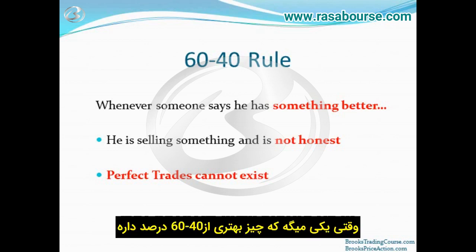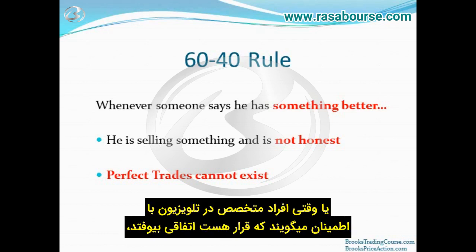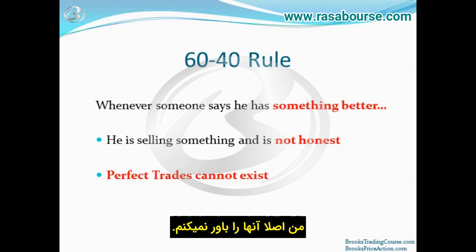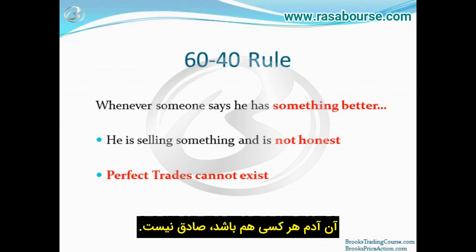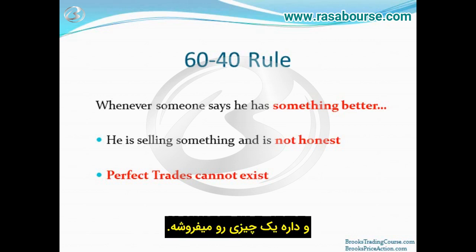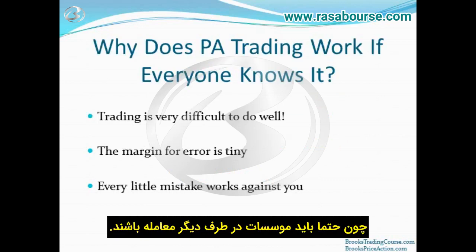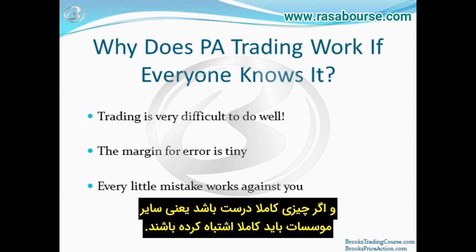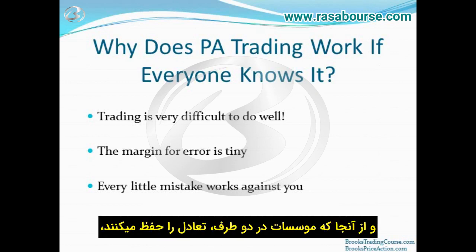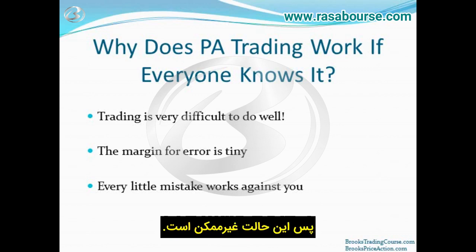Whenever someone says that he has something better than 60-40, there are certain pundits that they put on television who talk with certainty that something is going to happen. I never believe them. Whenever a person is that certain or confident, he is not honest, and he's out there selling something. Perfect trades cannot exist because there has to be institutions taking the other side. And if something was perfectly right, that means the other institutions would have to be perfectly wrong. And since these institutions are pretty much balanced on both sides, it would be impossible for that to happen.